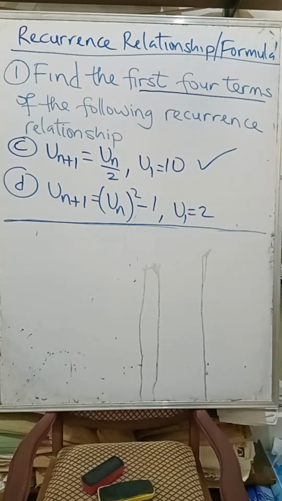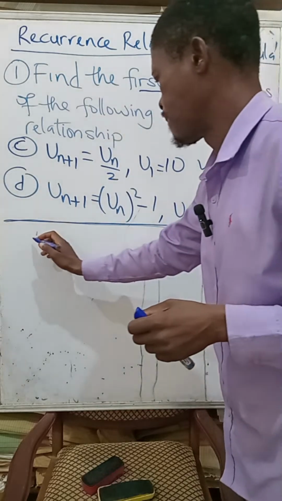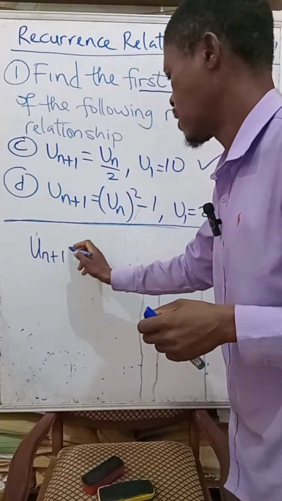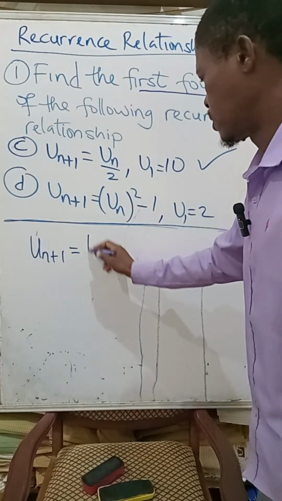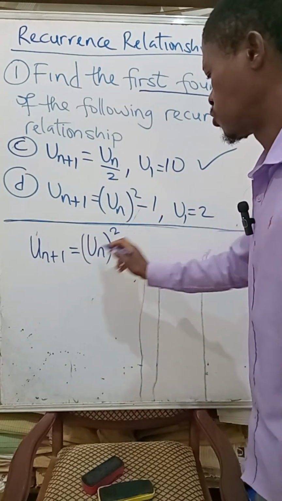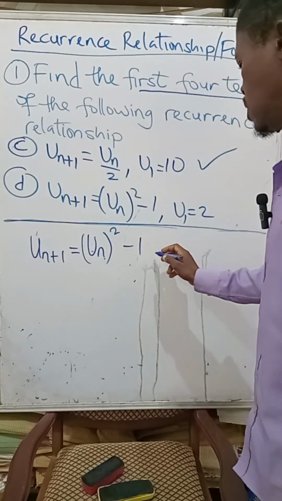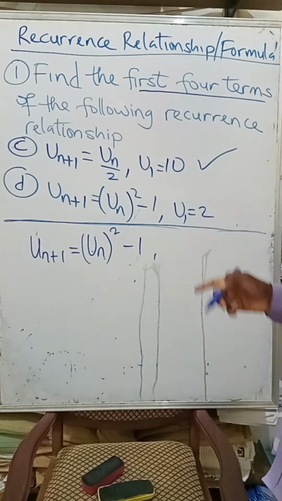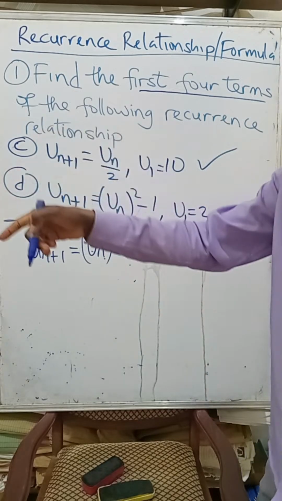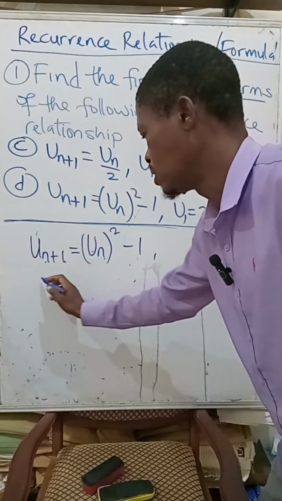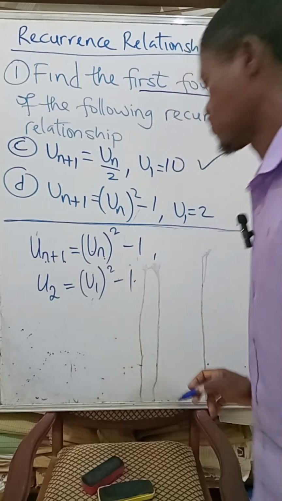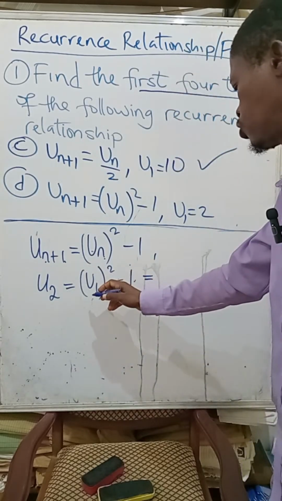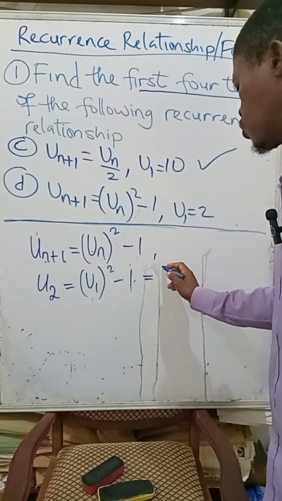So let's see the D part. The D part is, we have u subscript n plus 1 equals u subscript n squared minus 1. This is the formula we are given. And then u1 is what? u1 is 2. That means for u subscript 1, n is what? n is 1. So 1 plus 1, we have u2, which is u1 squared minus 1. u1 is 2. 2 squared, that's 4 minus 1, that's 3.